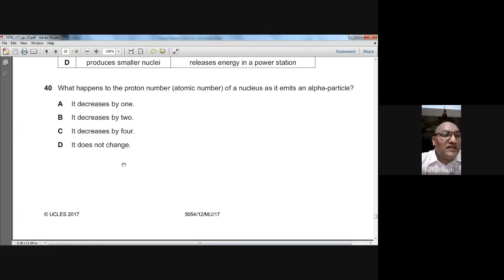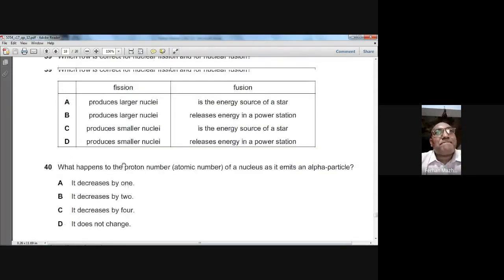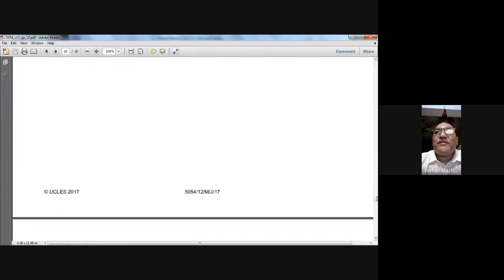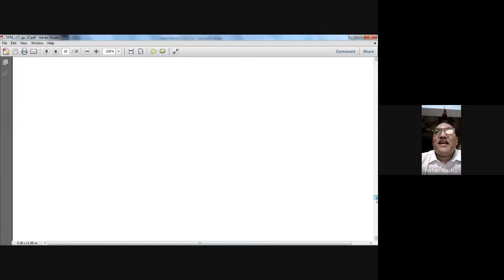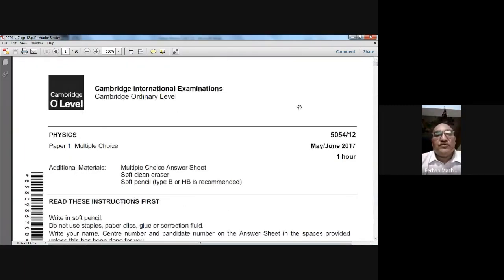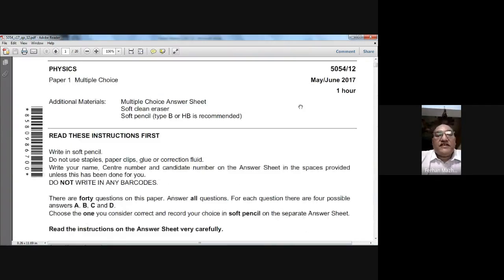Okay, this was an easy paper. There was only one tricky question, in which we decided on the LDR and the thermistor. The rest of the paper was simple. I hope that this paper is clear to you. Okay, dear student, this was the May-June 2017 paper. It was the 1-2 paper, the MCQ paper, and the course we are studying is Physics 505.